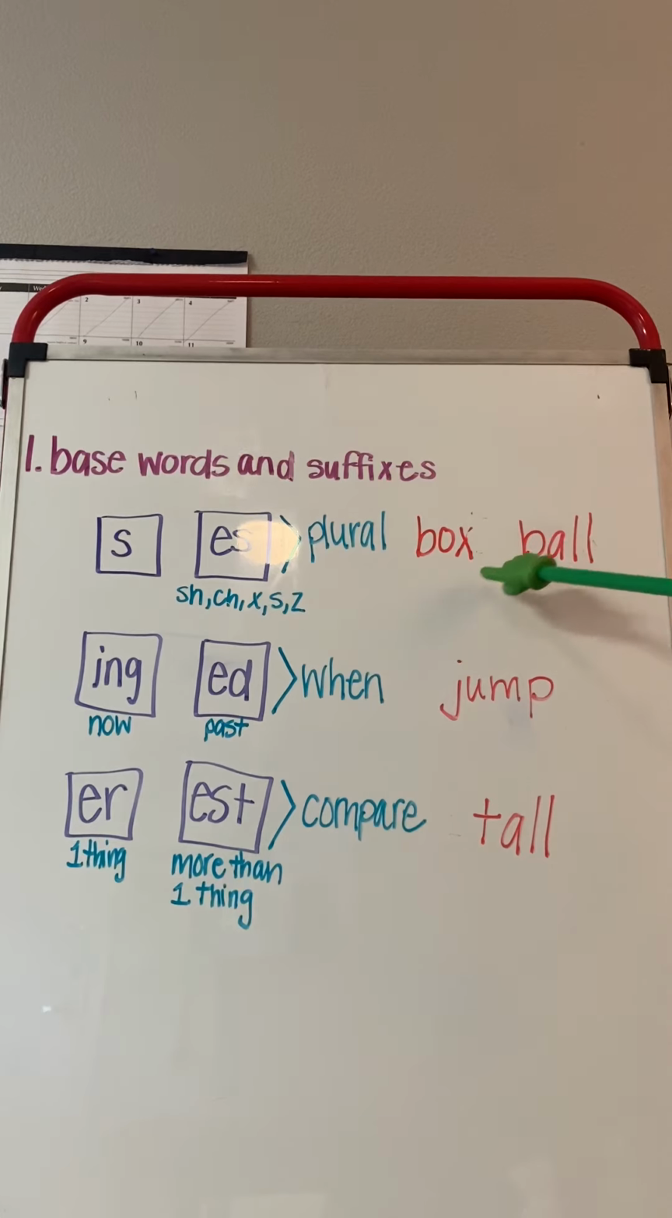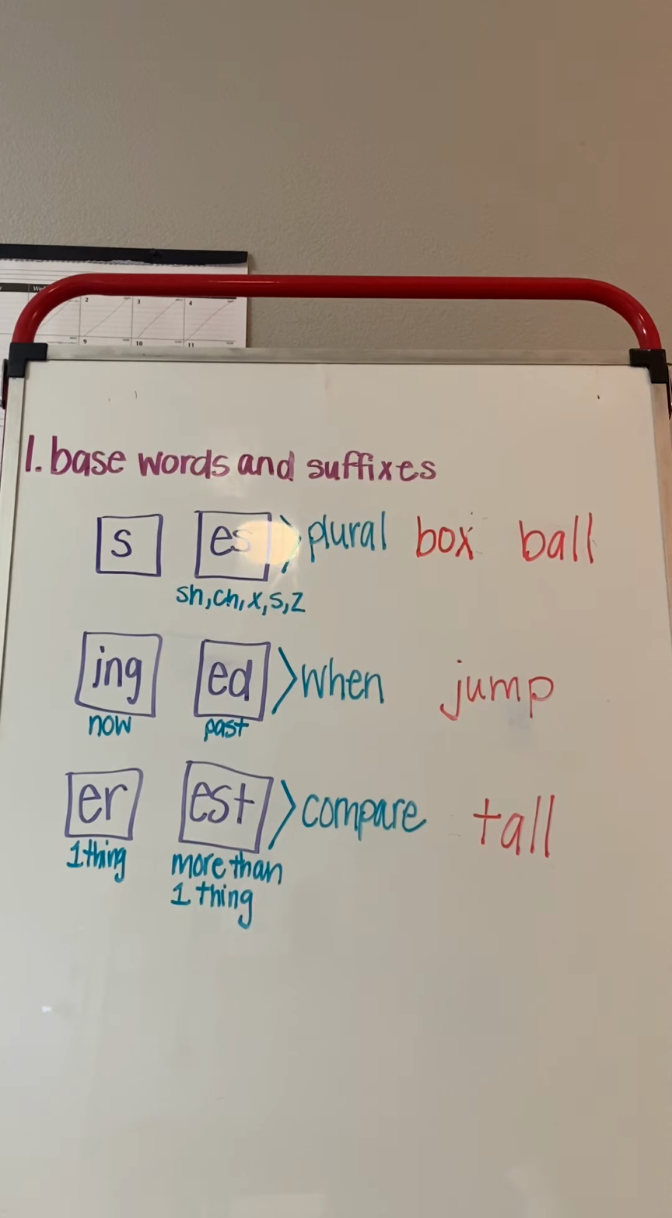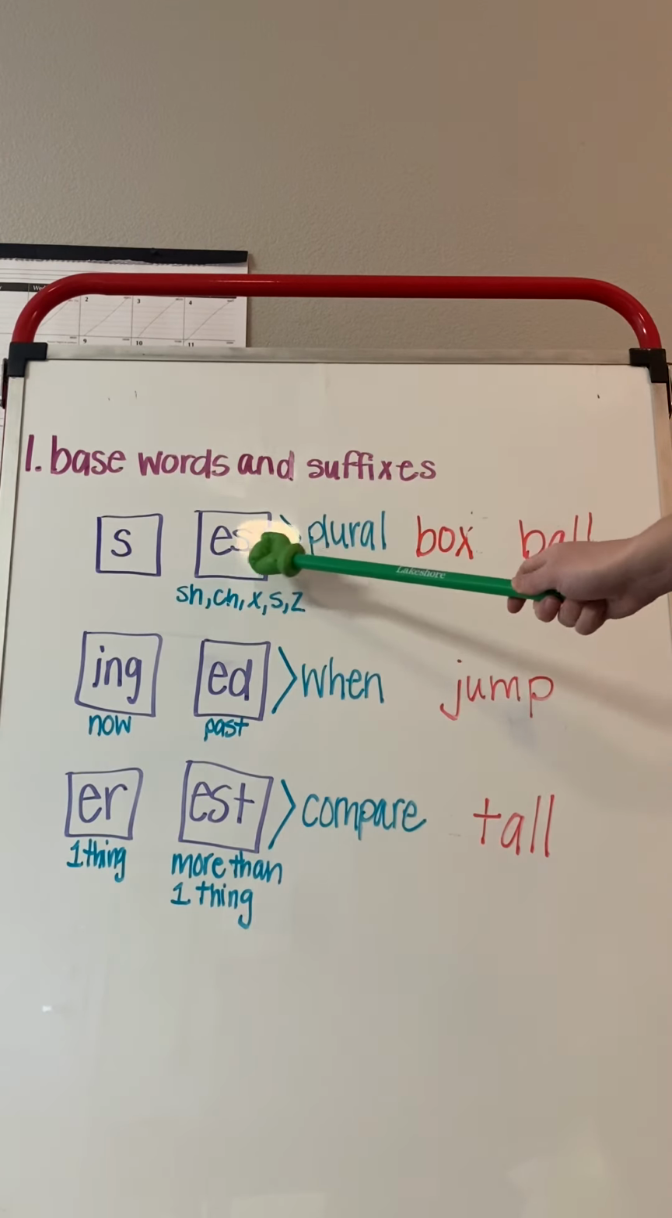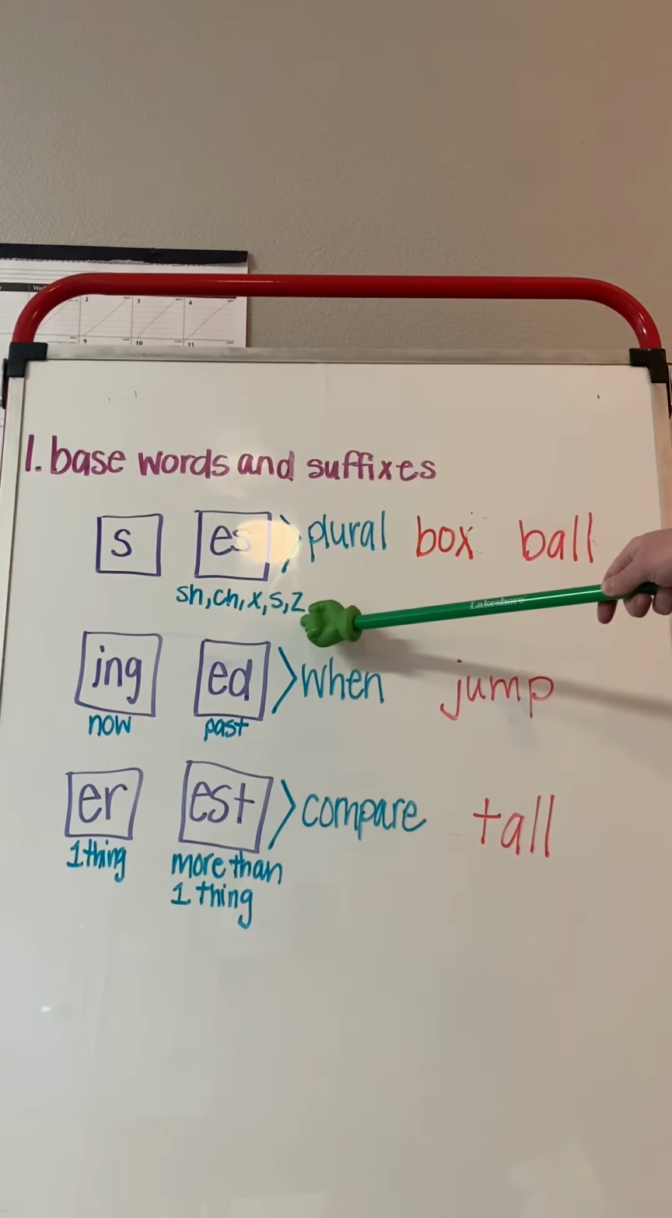If you look at our word box and our word ball, those are both singular things, right? One box or one ball. But if I wanted to say many boxes or many balls, I would need to take a look at my suffixes and add one on, okay? One of the rules that we learn for adding on a suffix of S or ES is that we only use ES when our word ends with a SH, CH, X, S, or Z.